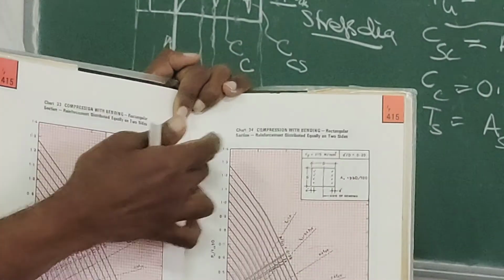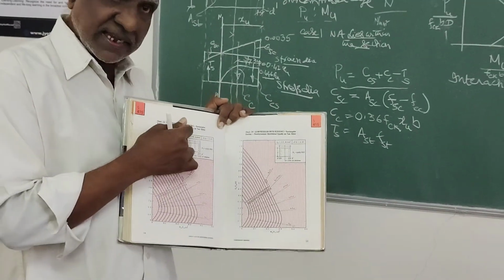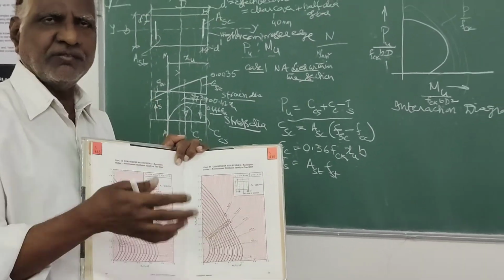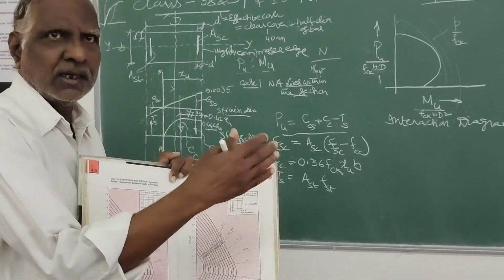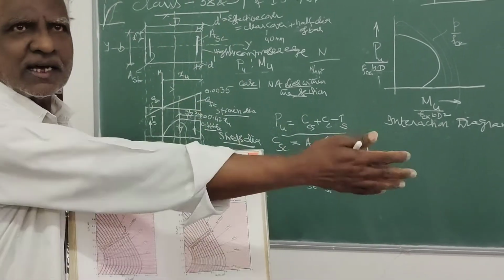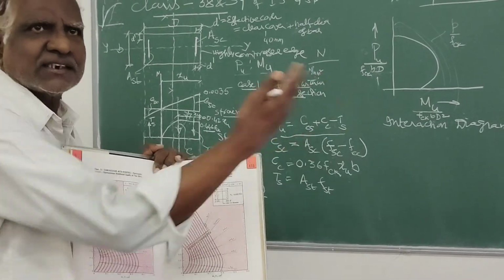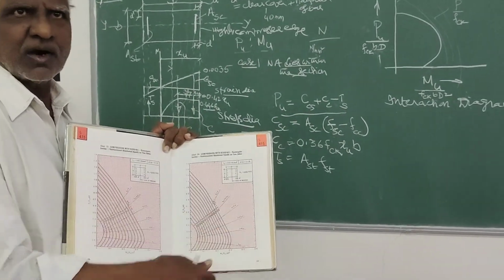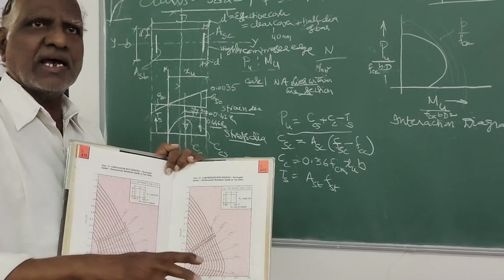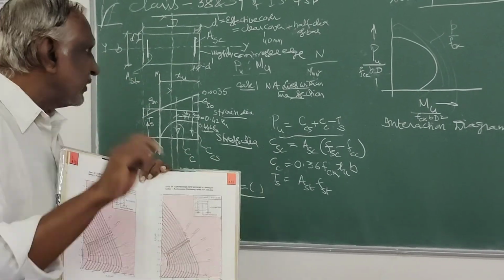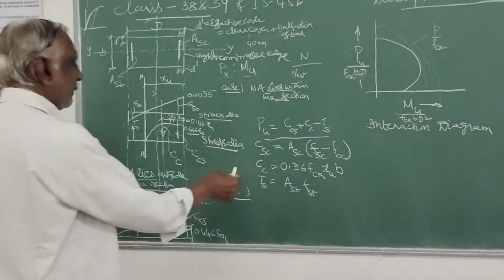4 values of D dash by D for the same steel, Fe 415. Similarly for Fe 500, another 4. Fe 250, another 4. Total is 16 charts like that they have developed for this. Likewise, and of course here the mix is assumed as M20 mix, and that variation of mix will not matter much.